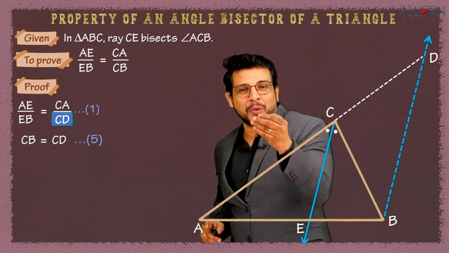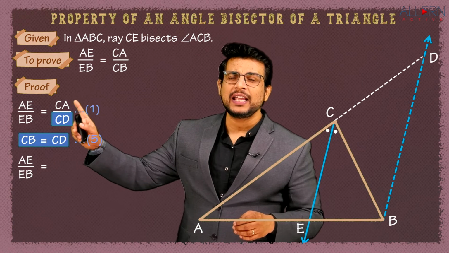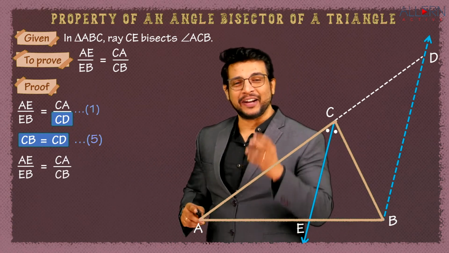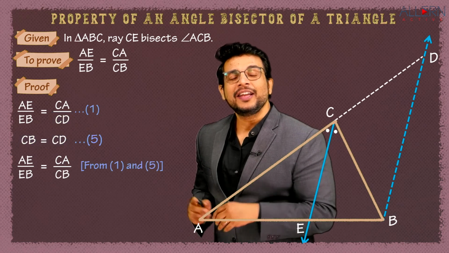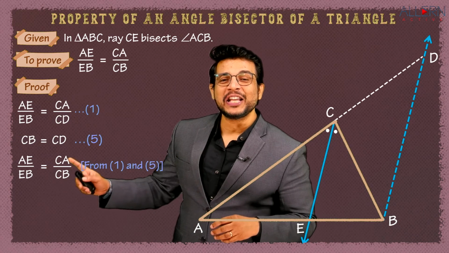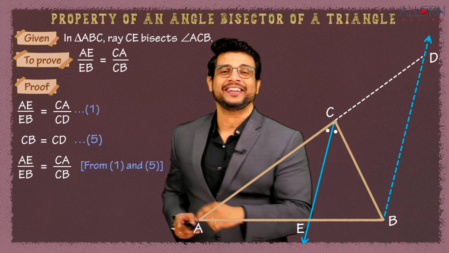So let's write result number 1 again. And so what do we get? AE upon EB is equal to CA upon, instead of CD, we are going to write CB. From where did we get that? We got it from 1 and 5. And what have we got? We got the proof that AE upon EB is equal to CA upon CB, and that is what we were supposed to prove, my dear kids.